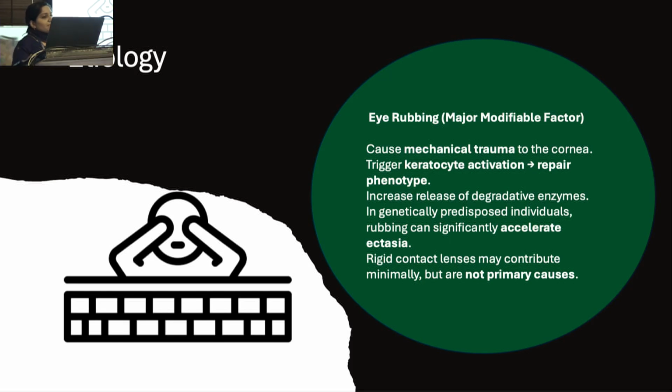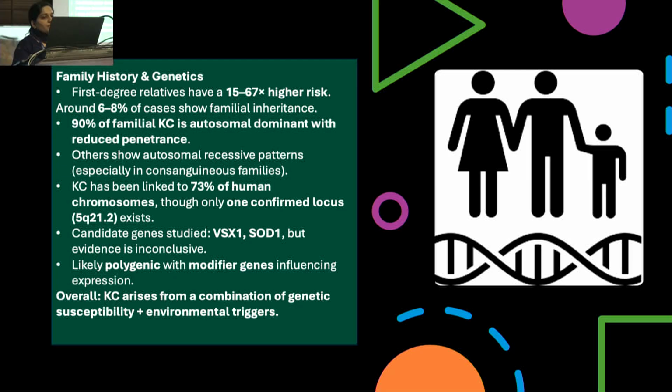So we know that the most common major and modifiable factor is eye rubbing. Constant mechanical trauma, either by eye rubbing or due to the use of contact lenses, can cause micro trauma, which causes an increase in enzymatic degradation and thus causes ectasia.